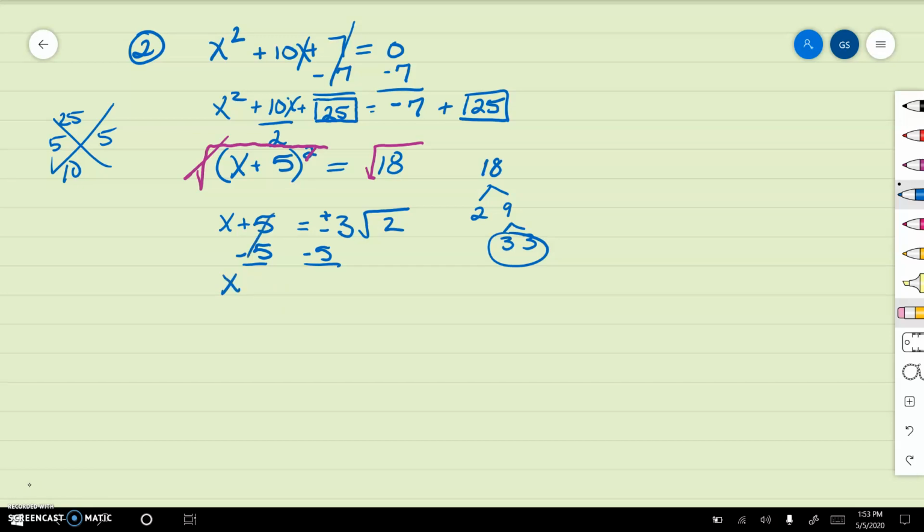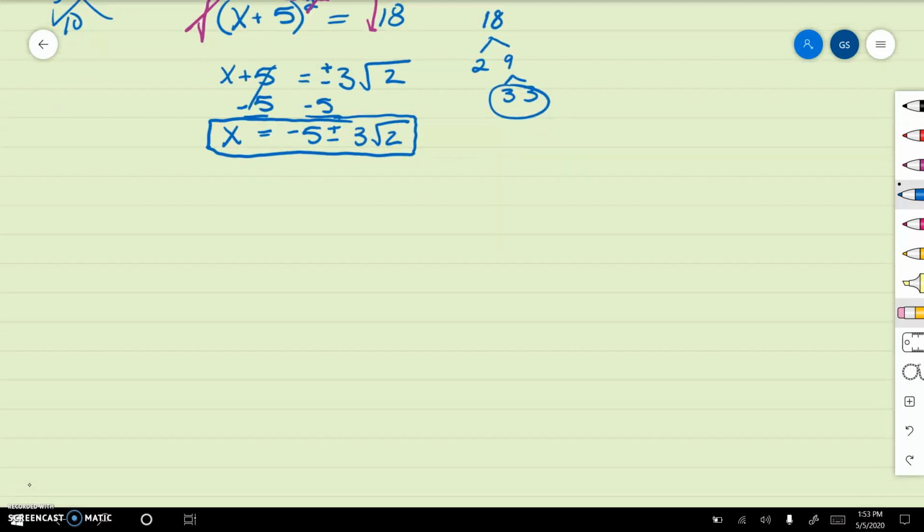And now x equals negative 5 plus or minus 3 rad 2. That is our final answers. They are our final answers. Negative 5 plus 3 rad 2 and negative 5 minus 3 rad 2. All right, let me do another one.